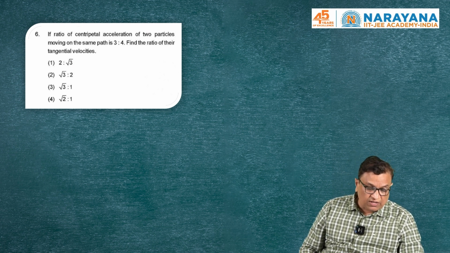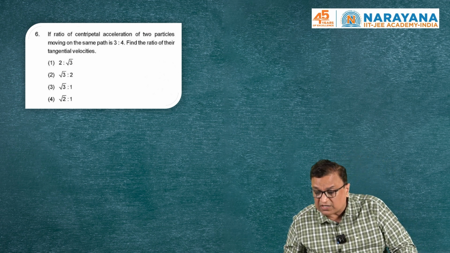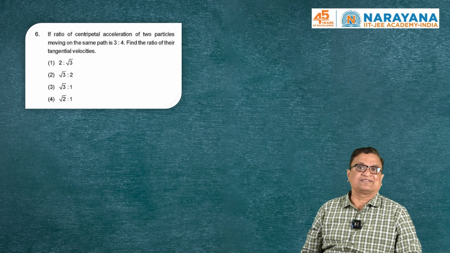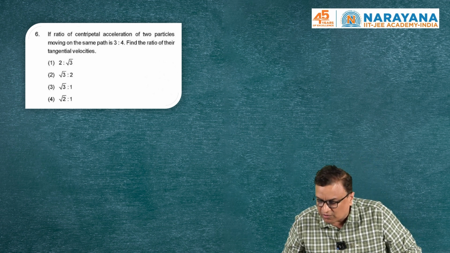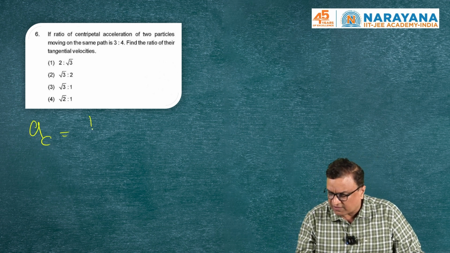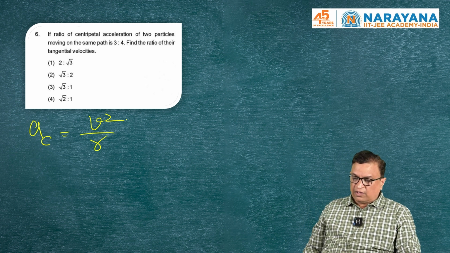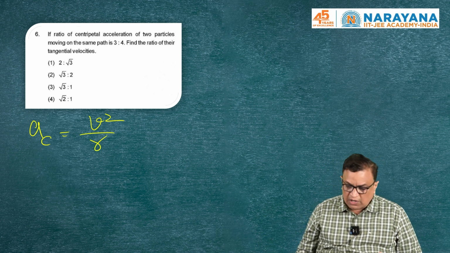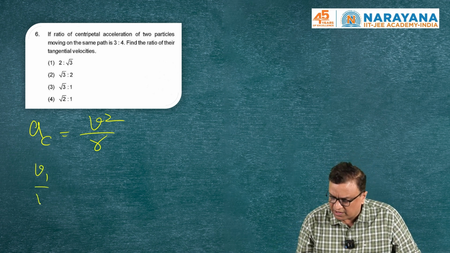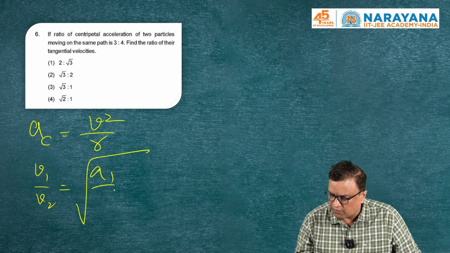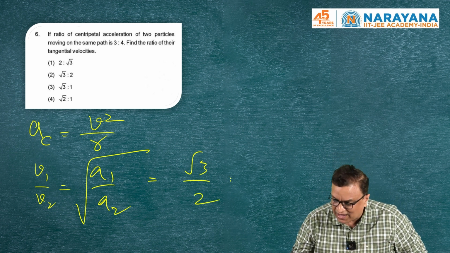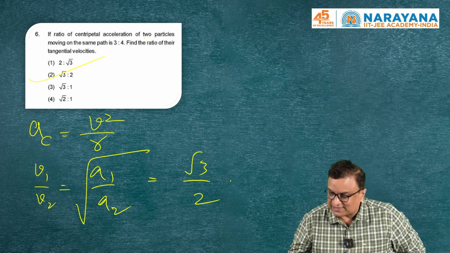Now, what is your next question? Ratio of centripetal acceleration of two particles moving on the same path. By the way, same path in this case means same radius. Same radius. So 3 is to 4. Find the ratio of their tangential velocities. By the way, the centripetal acceleration is v square by r. So you have given the accelerations ratio, and you are asking the velocities ratio. So therefore, obviously, v1 by v2 is under root a1 by a2, which is nothing but root 3 by 2. That's it. So my answer is going to be 2 for this.